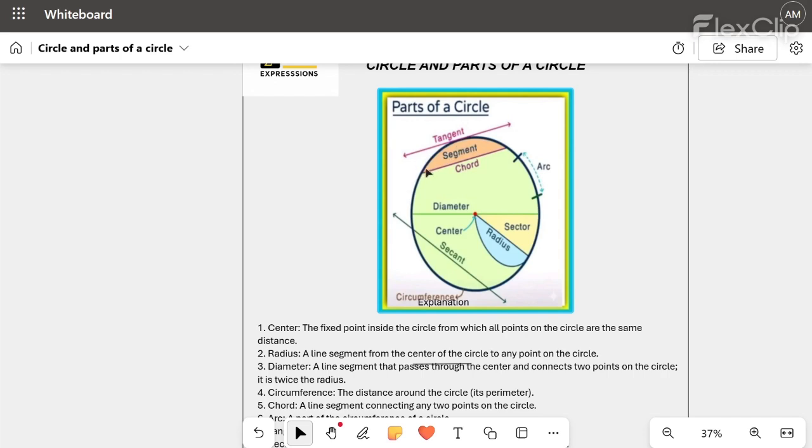The area inside that is bounded by a part of a circle, bounded by an arc and a chord, is the segment. This shaded portion here is called segment of a circle.